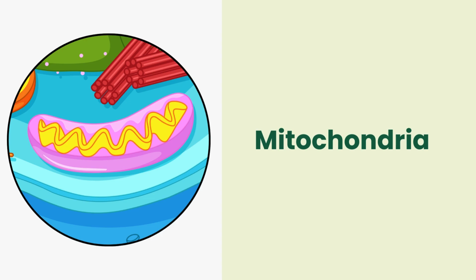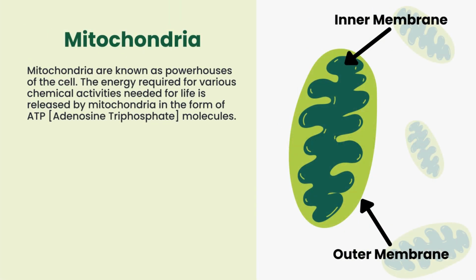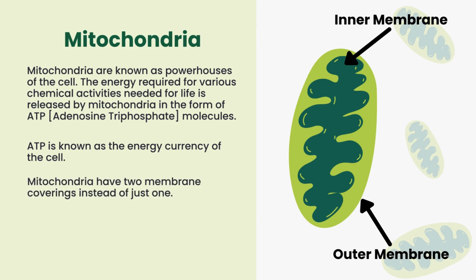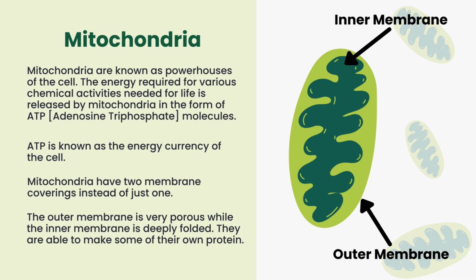Mitochondria. Mitochondria are known as powerhouses of the cell. The energy required for various chemical activities needed for life is released by mitochondria in the form of ATP, adenosine triphosphate, molecules. ATP is known as the energy currency of the cell. Mitochondria have two membrane coverings instead of just one. The outer membrane is very porous while the inner membrane is deeply folded. They are able to make some of their own protein.